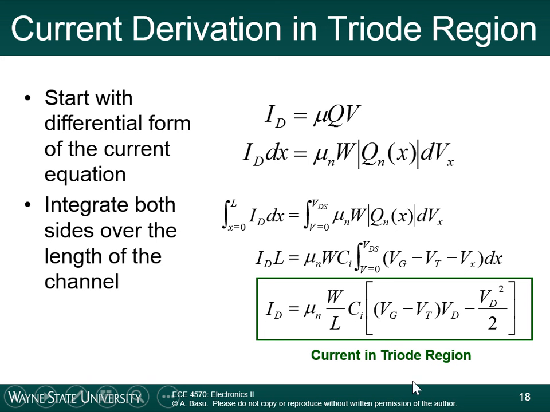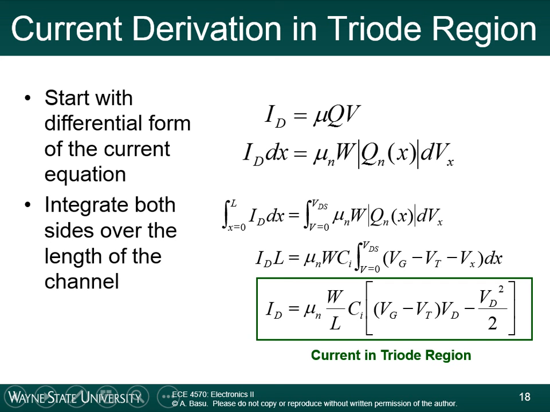This side of the equation becomes IDL, and this side of the equation, just do a little bit of math here. We're integrating with respect to V. You have a linear function here. The integration of a linear function is a quadratic function. So this is all basic integration at this point. And this gives you the equation for the current in the triode region.